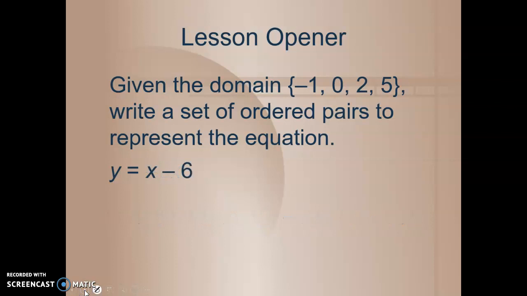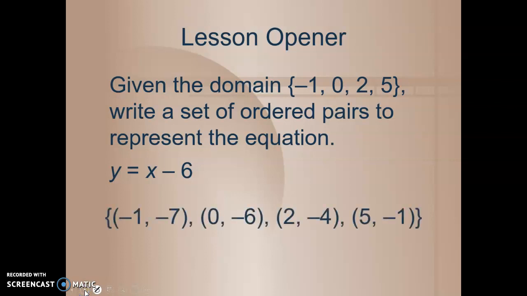All right, here's another one. The steps are the same here, but given this domain, write a set of ordered pairs. Try this one on your own. Pause the video, come back and check your work. And when you've made your t-chart and you've plugged in all of those things, hopefully you found that your ordered pairs are -1, -7, 0, -6, 2, -4, and 5, -1.